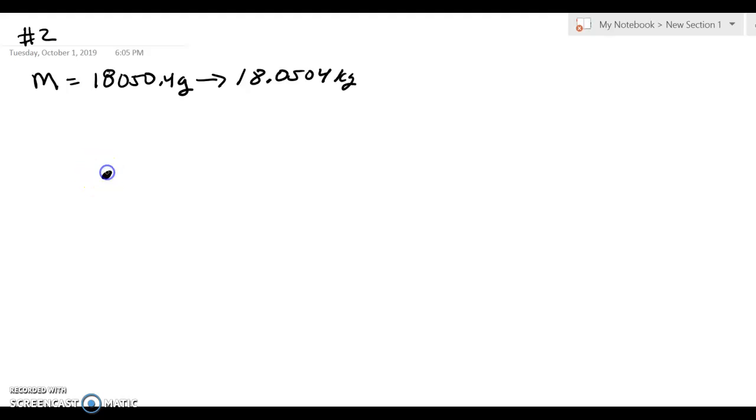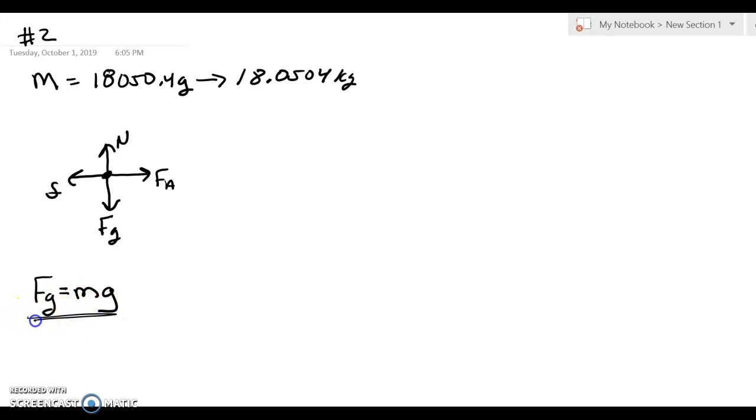Force diagram. There is an applied force, a frictional force, a normal force, and the force of gravity. Now, force of gravity, remember, is equal to mg, mass times gravity. In case you want to know what the normal force is, that is how we're going to need this equation in the future. Next step, F net x, F net y.